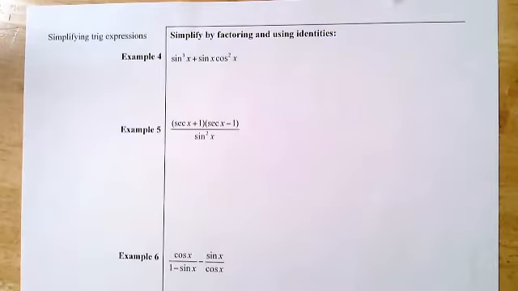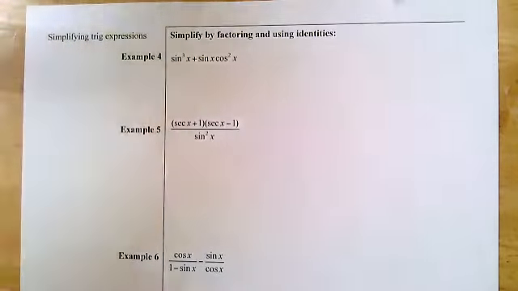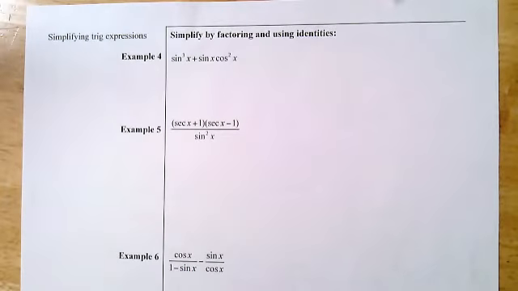Okay, slight change in background, but we are working on the very last page of the notes. This is applying those identities that we've been looking at. So in example 4, what we're going to look at is trying to factor and simplify as much as possible. And our goal is to just get an answer that's a single trigonometric function.